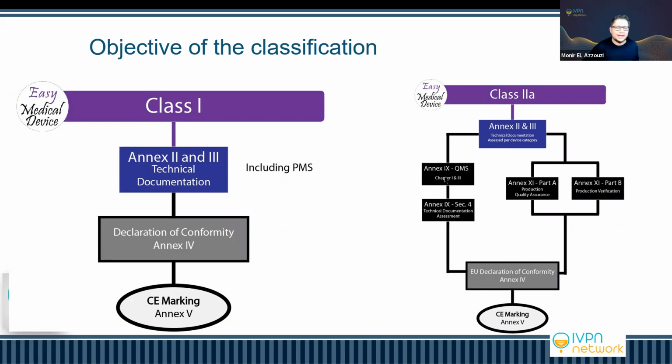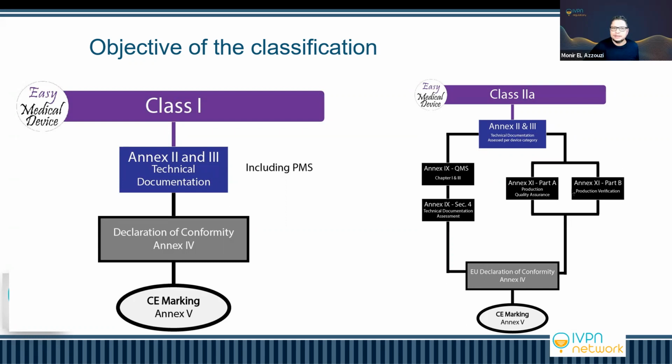Either you can go through Annex 9, which is the review of the quality management system and the review of your technical documentation. Or you can go to Annex 11 Part A, which is the production quality assurance, which is a certain way to check your products. Or you can go to product verification, Annex 11 Part B. Usually, everybody is going through Annex 9. So this is mainly the thing.